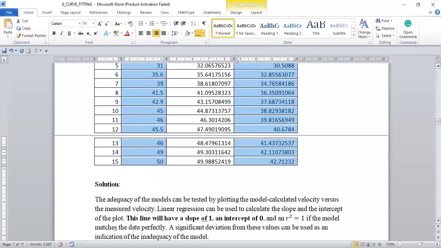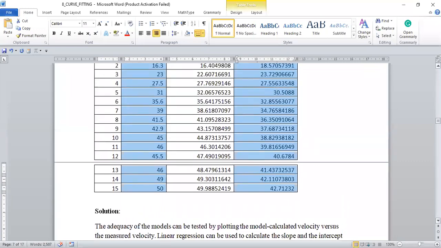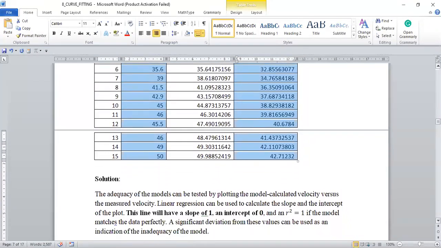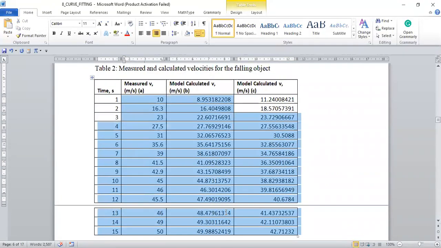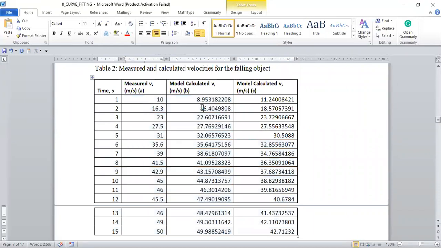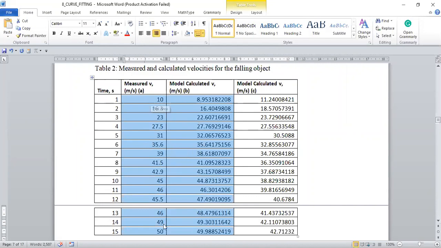So apart from the correlation coefficients and the standard error of estimates, we can use this: if this particular model is the best model for the velocity of a falling object, that means that the slope we arrive at is going to be equal to 1 and the intercept is going to be equal to 0, because it just means that this one and this one are exactly the same thing. And it also applies to this.